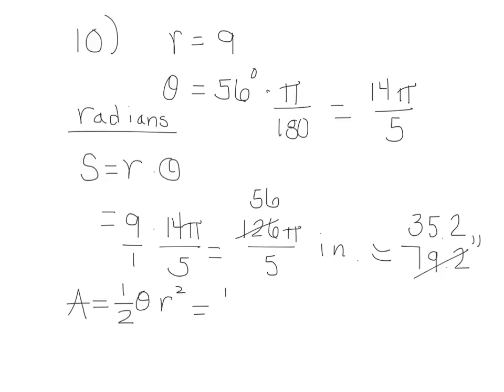So in our case, it would be 1/2 times 14 pi over 5 times 9 squared, or 81. You can take top times top and bottom times bottom. And then divide the top answer by the bottom answer, and we find that this area is about 39.6 square inches.